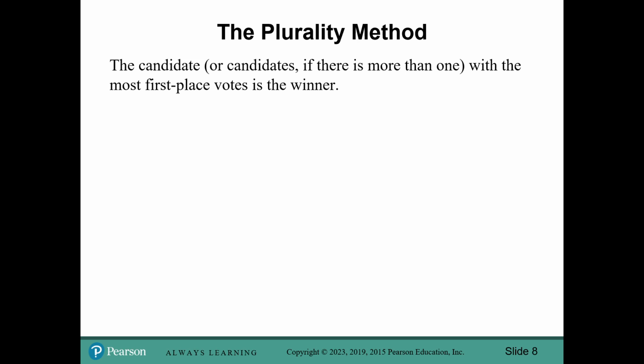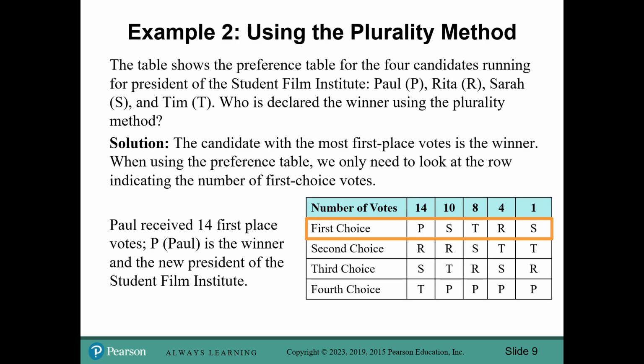Well, let's look at the plurality method. The candidate or candidates, if there is more than one, with the most first place votes is the winner. So the table shows the preference for 4 candidates running for president of the Student Film Institute: Paul P, Rita R, Sarah S, and Tim T. Who is declared winner using the plurality method?